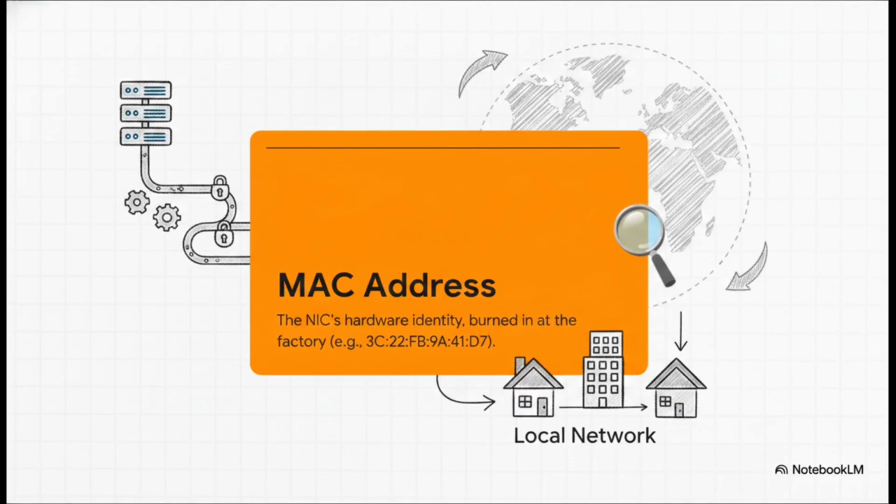But here's the thing, your device actually has a second identity. While the IP address is temporary, it changes depending on what coffee shop or house you're at, your MAC address is permanent. This is your network interface card's actual hardware identity, and it's literally burned in at the factory. It looks like a string of letters and numbers, something like 3C:22:FB:9A:41:D7. The absolutely crucial takeaway here is that while your IP address helps navigate the wider world, your MAC address is your physical hardware identity, and it never, ever leaves your local network.